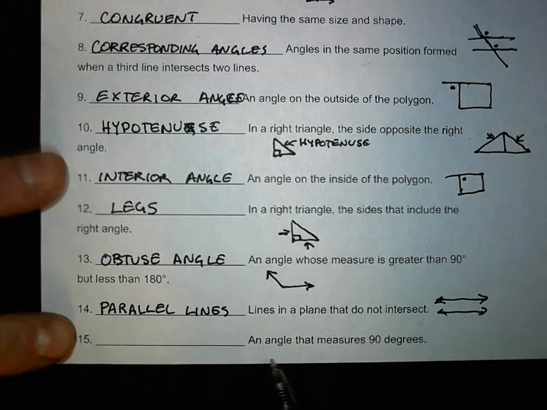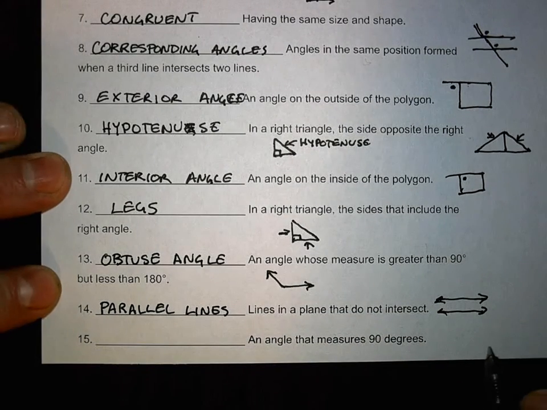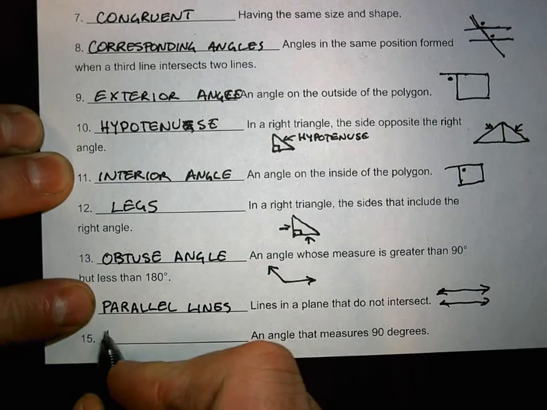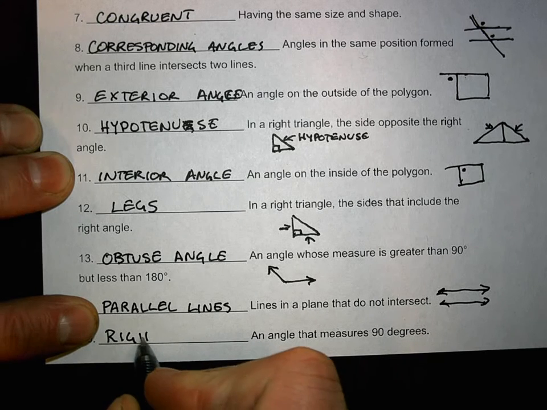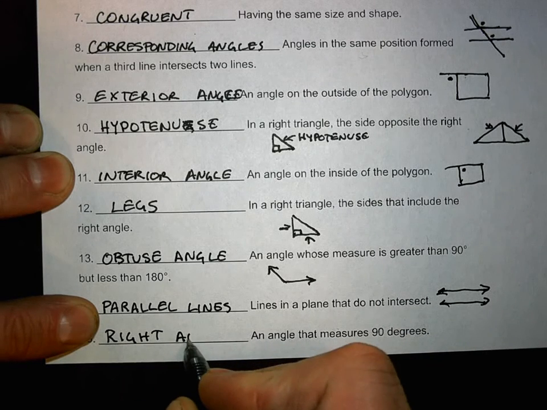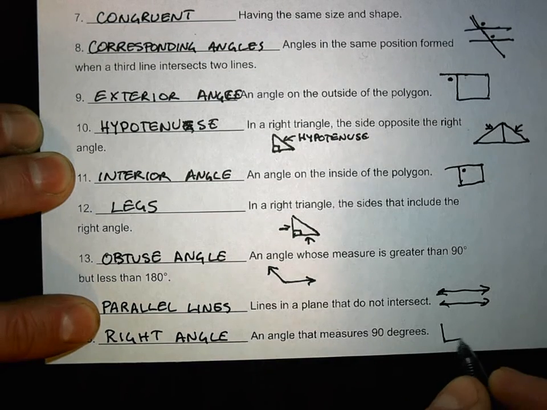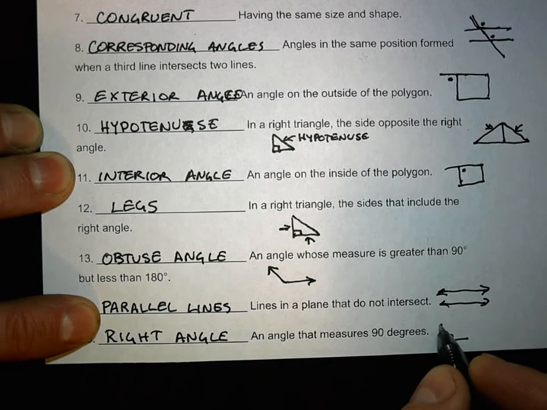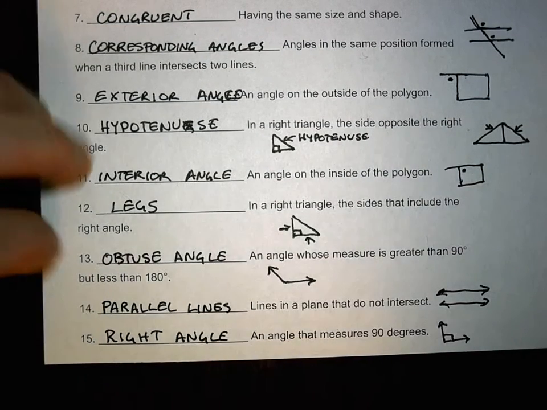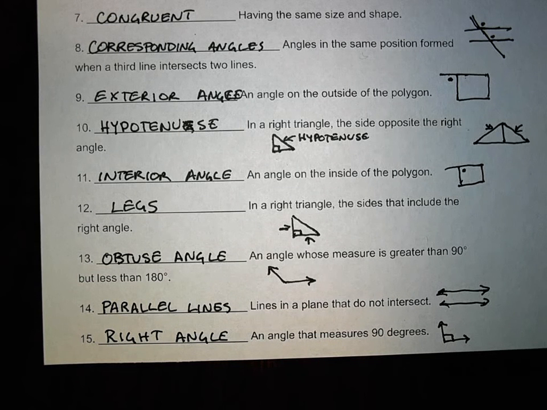An angle that measures 90 degrees: a right angle. So it's an angle that measures exactly 90 degrees, and we do that with a little box in the corner. That just saves from ever having to write 90 there. Shorthand for 90, right? Little square.